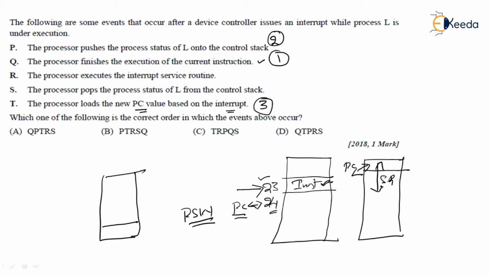After which we are going to finish the execution of the service routine. That is, the processor executes the interrupt service routine. This is 4. After which the value which was pushed, the program counter value, will be popped out. Finally, the processor pops the process status L from the control stack. This is 5. The order is 2, 1, 4, 5, 3.